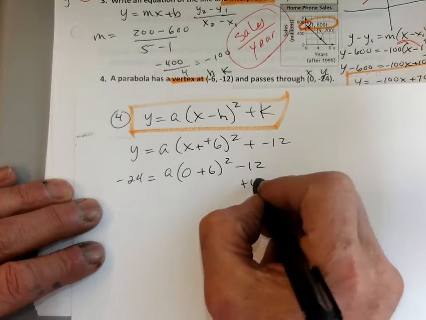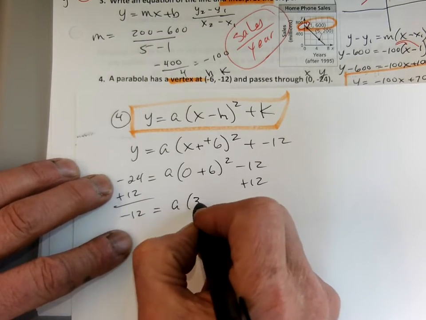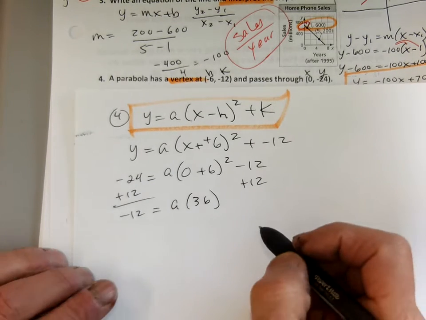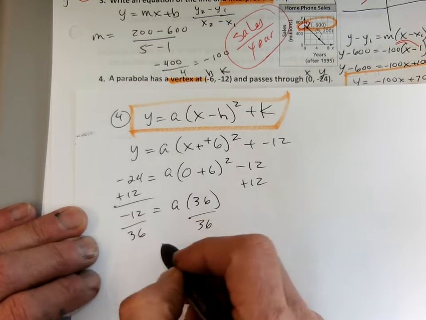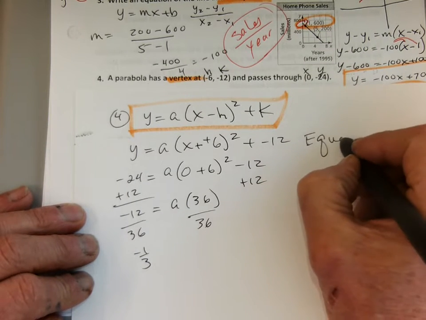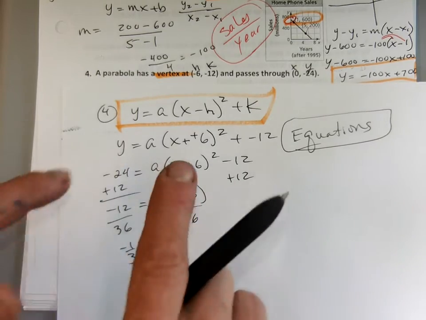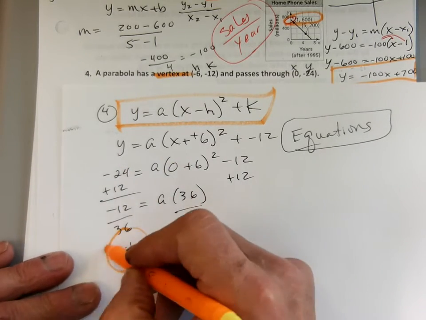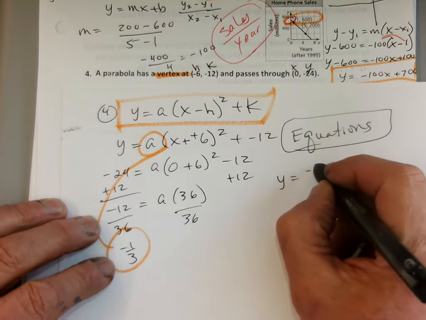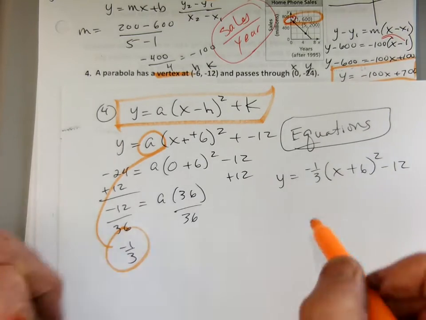Then I'm going to go plus 12 on both sides. I'll get negative 12 equals a times 36. You okay? 36. Divide by 36. And I reduce that to negative 1/3, right? Now we need the equation, right? Equations have variables. I need x and y. I'm going to go right back to here and put my negative 1/3 right there. And I'll rewrite it as y equals negative 1/3 times x minus 6 squared minus 12. There is my answer.